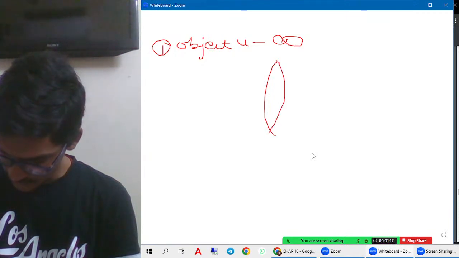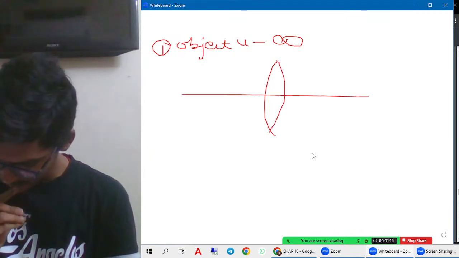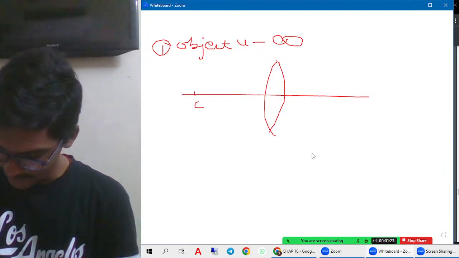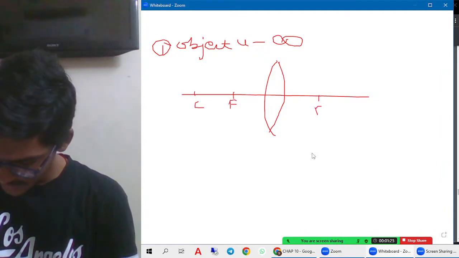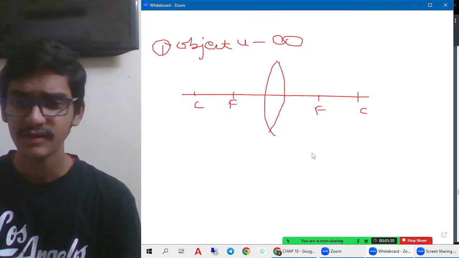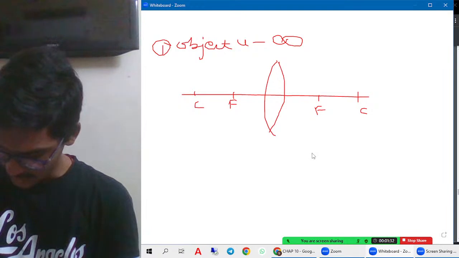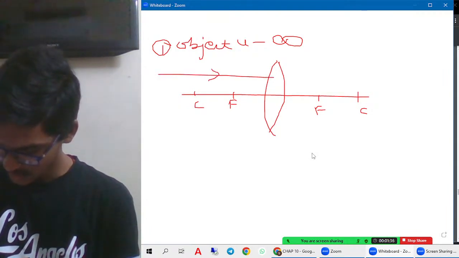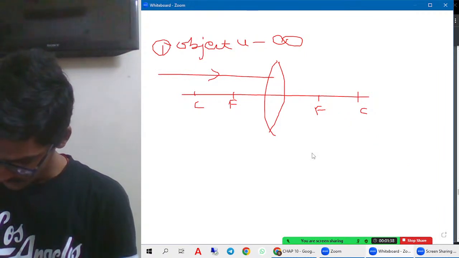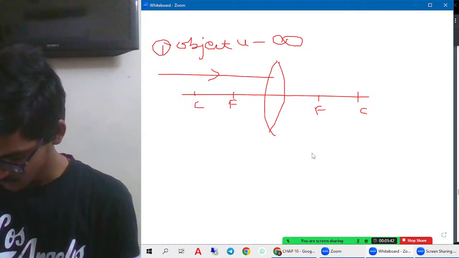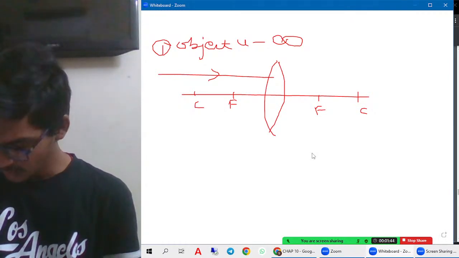So if you see here, this is C, this is F, and this is again F, and this is C. You have to draw this every time. We don't know where the object is, that's why we are going to take it as infinity. Therefore, when it strikes the lens, it travels through the focus. Like this, it is traveling through the focus.